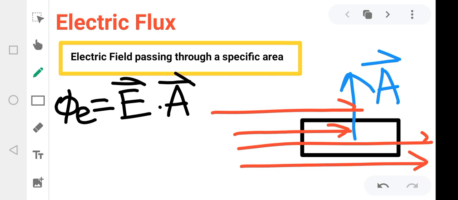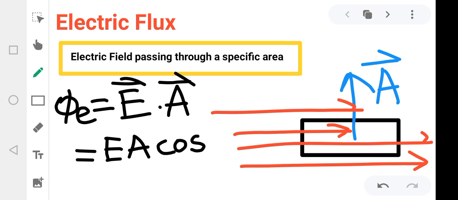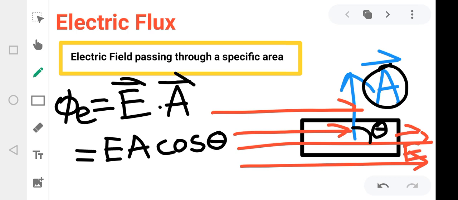Which surface area? The surface area through which these electric field lines are passing. So if we solve this dot product, we will get EA, the magnitude of electric field intensity, times the area, times the cos of the angle between them, and I am denoting this angle with theta. So what is theta? Theta is nothing but the angle between the area and the electric field intensity.